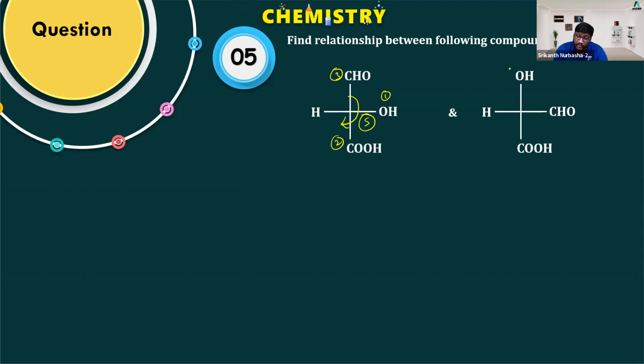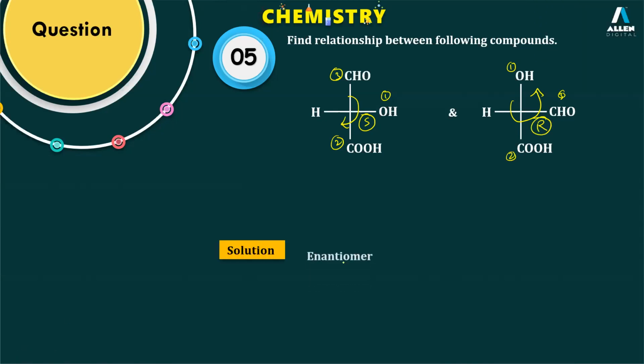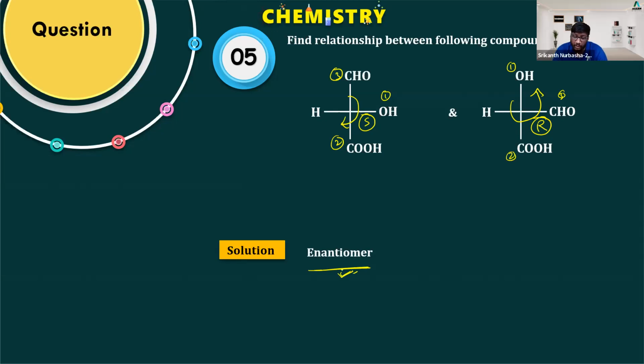What about this? First priority, second priority, third priority. 1 to 2, 2 to 3 are going in the anti-clockwise direction. Fourth priority is on the horizontal line, so it should be R. So S and R, what are they? Enantiomers. So directly you can just go with the configuration checking. Assign the configuration, S and R you can assign. So the configuration is exactly opposite, so they are directly said to be enantiomers.